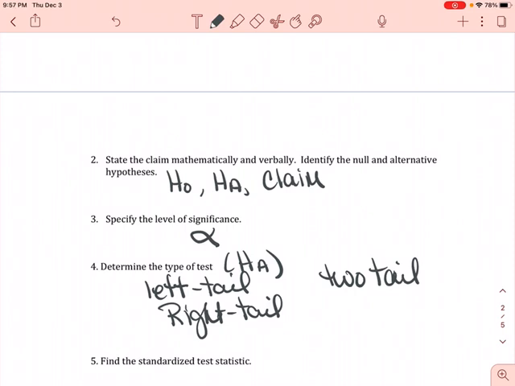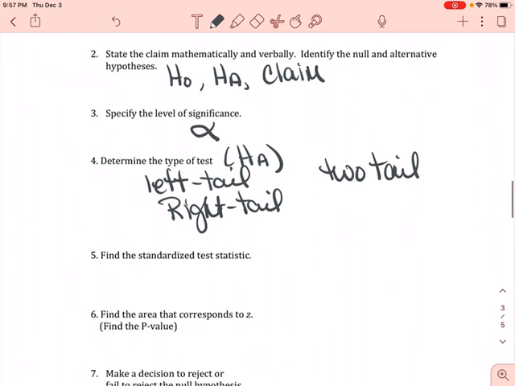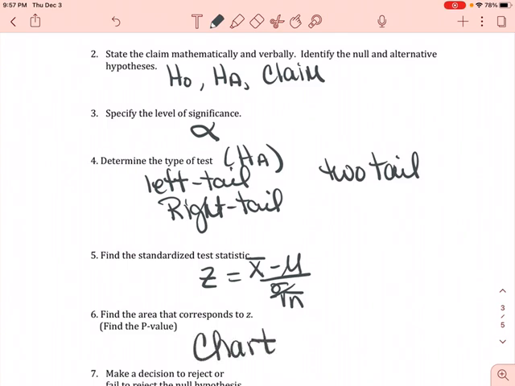Okay, so you're going to find your test statistic. Okay, so you're going to do that computation. Find your area that corresponds to the z. That means you're going to find your p-value. You're going to look it up in the chart. Okay, oh, back when you determine the type of test, you're also going to want to draw the picture. Should we say diagram? That sounds a little bit more adult.